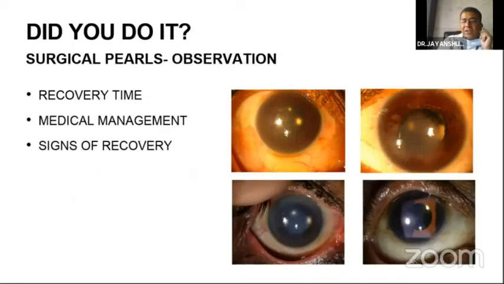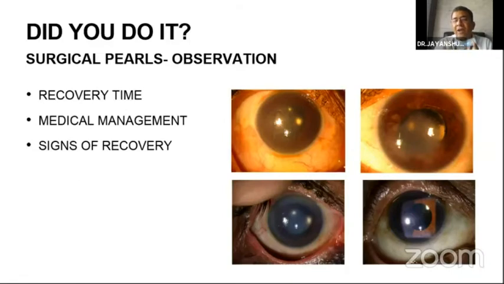So the next most important thing is the recovery time. How much time are we going to give if everything else is okay? Say we do not identify any of this, because the IOP is normal, the DM is in place, the infection is not there. It's just a hard cataract in a PXF with a diabetic on antiprostatic medicine. So what is the recovery time that we are going to give? And then what is the medical management, which you all highlighted so nicely?